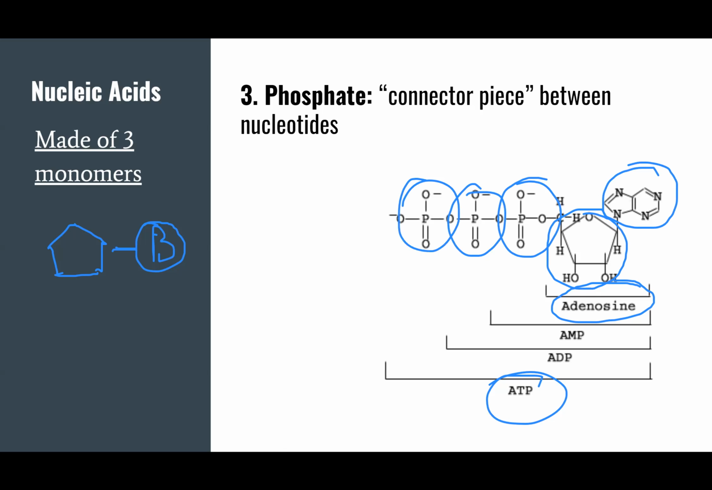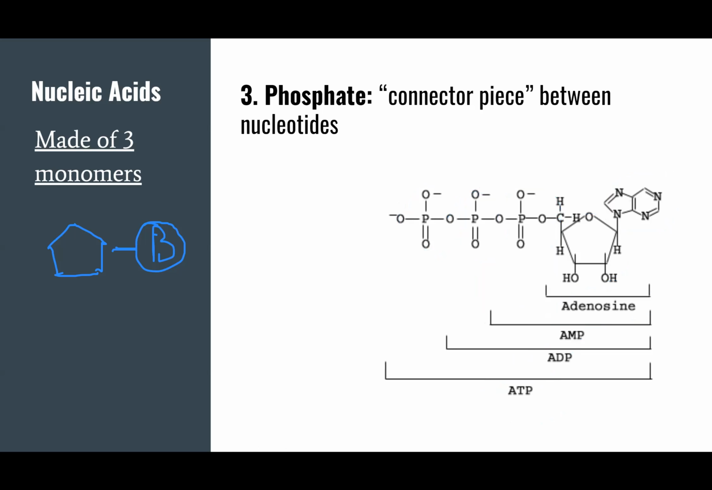These phosphate groups, when you add one phosphate group, it's considered adenosine monophosphate. When you add 2 phosphate groups, it's considered adenosine diphosphate, and then when you add 3 phosphate groups, it's going to be considered adenosine triphosphate. Now, this phosphate group is going to be the connector piece between nucleotides.